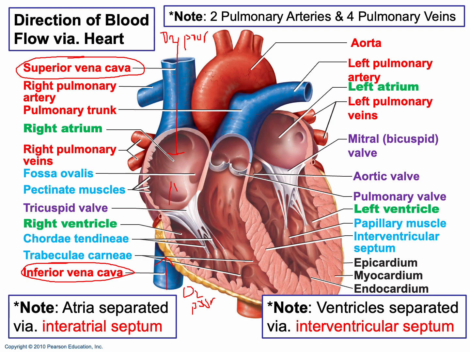Likewise, entering into that right atrium. And finally, we can't see it on the diagram here, but approximately around here, this would be the opening of the coronary sinus. So I'm just putting CS there as an abbreviation for that. And again, this is oxygen poor blood coming from the actual myocardium of the heart.